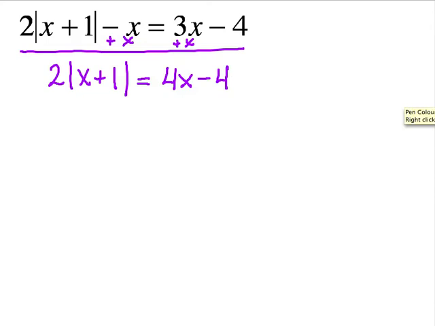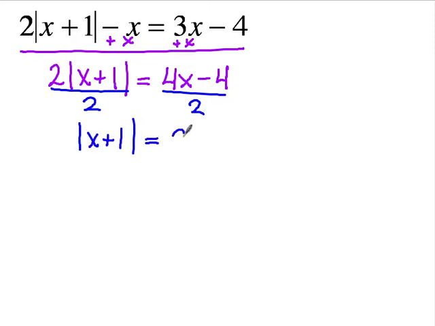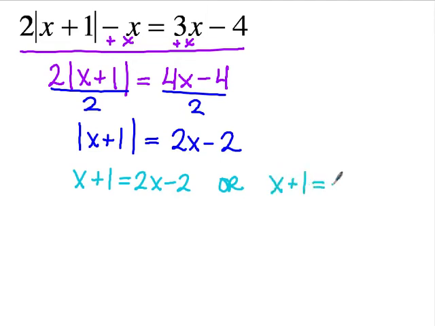What do I need to do now? Can't distribute. I need to divide by 2 because it's multiplication. Okay? Absolute value of x plus 1 equals 2x minus 2. So now we have a problem we just looked at before. So now I'm going to split this up. I've got 2 possible solutions. The first one is x plus 1 equals 2x minus 2. Or, what's my next one? Negative 2x plus 2, because remember, all you do is switch the signs.